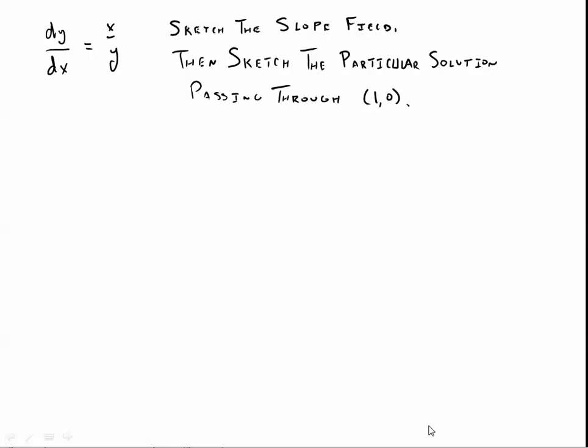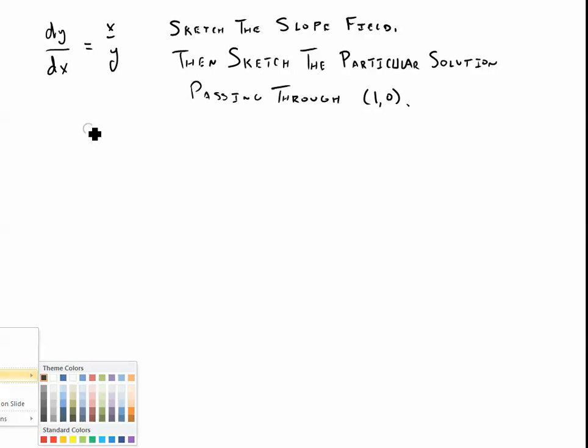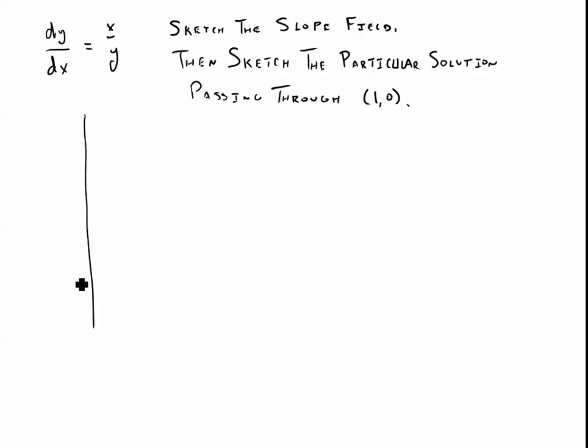Now let's consider a particular problem. Given that dy/dx, or some function's derivative, is equal to x over y, sketch the slope field, and then sketch the particular solution passing through the point (1, 0). So, in terms of organization, we might consider making a quick table of x and y values.